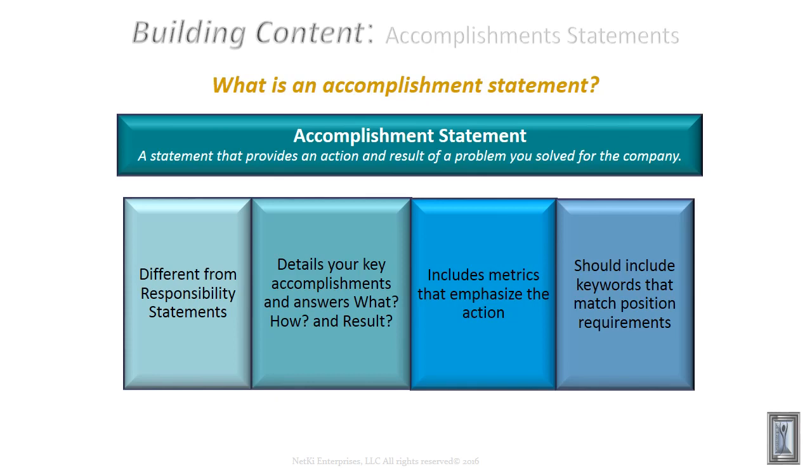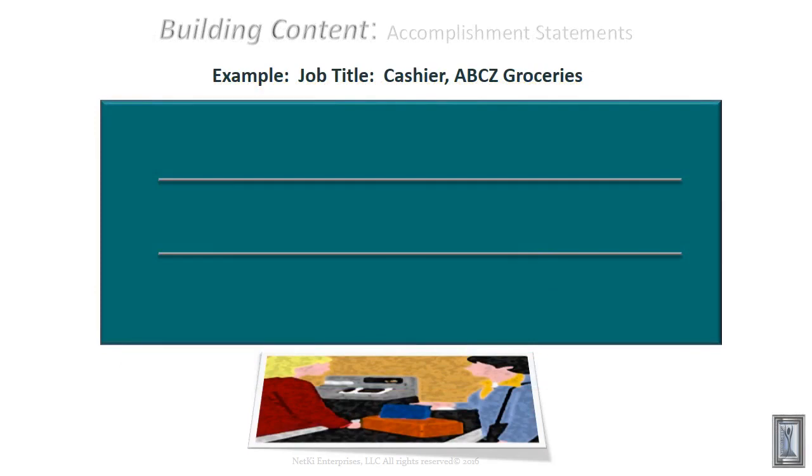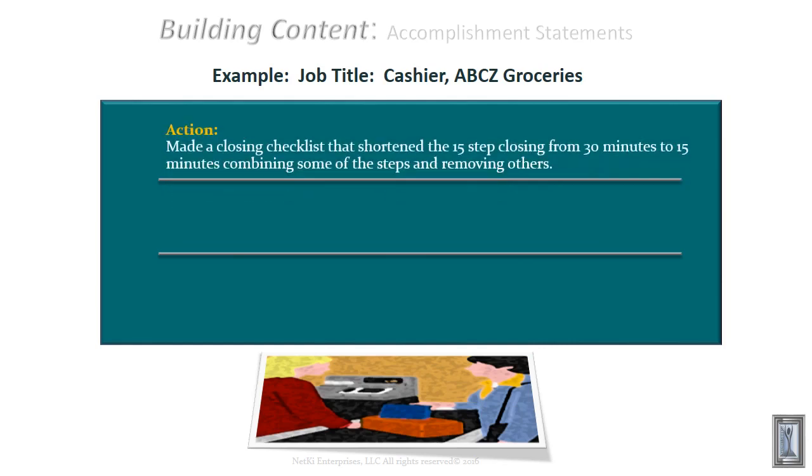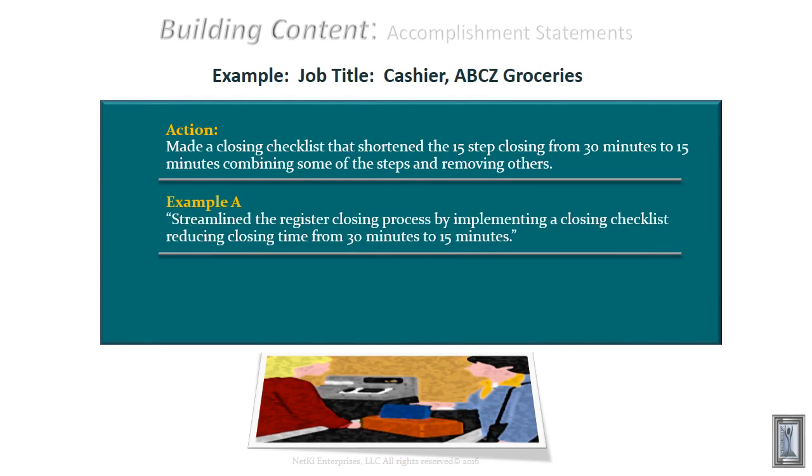Let's look at an example of an accomplishment statement for our cashier, Jane. From the list building phase, Jane listed the following action as an accomplishment performed while a cashier for ABCZ Grocery. Made a closing checklist that shortened 15-step closing from 30 minutes to 15 minutes by combining several of the steps and removing others. From that, she was able to create an example A accomplishment statement. Streamline the register closing process by implementing a closing checklist, reducing closing time from 30 minutes to 15 minutes.